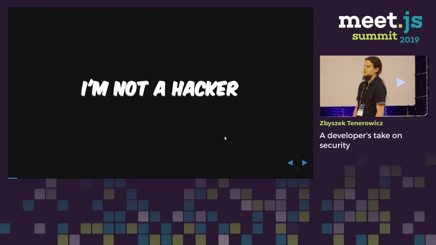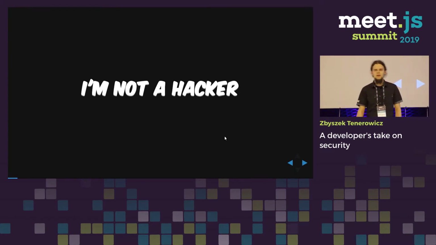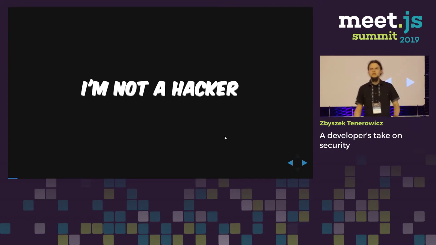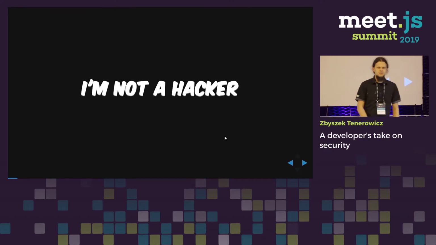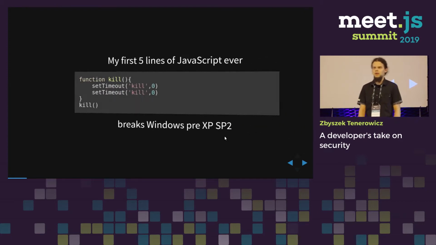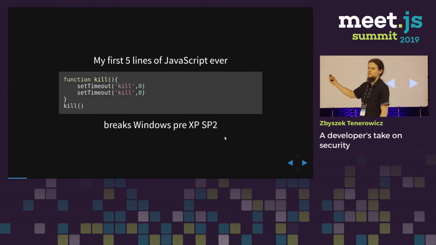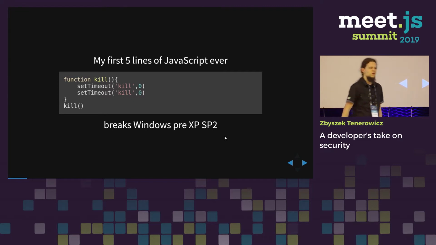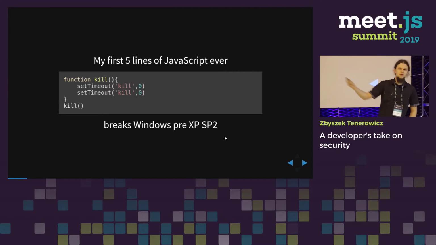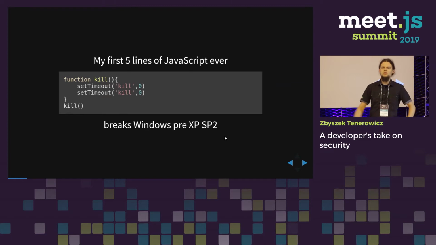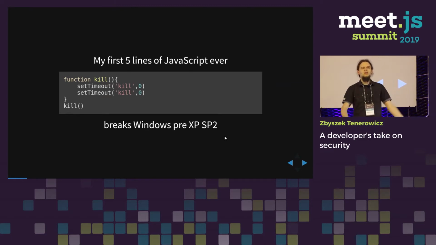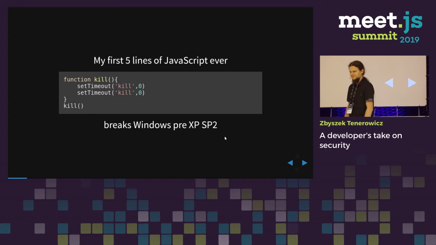So first, let me start with telling you I'm not a hacker. Compared to the previous presentation, this one's going to be done by someone who's not qualified to talk about it. And this is very crucial. I thought I was a hacker when I was 13 years old, and these were my first 5 lines of JavaScript that I wrote, which if you ran this in Internet Explorer before XP Service Pack 2, you would crash Explorer to the point where the system no longer displays any windows. It was a lot of fun at school.